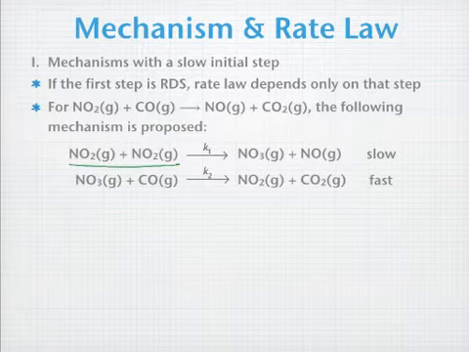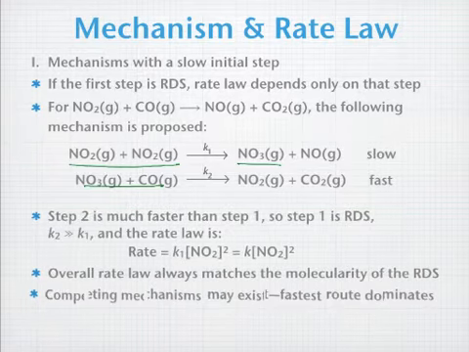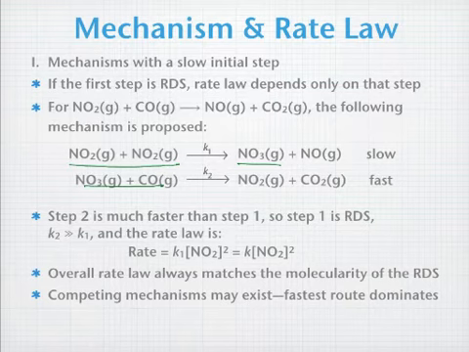And the NO is one of the products, but the NO3 now is going to be an intermediate, and then that NO3 would subsequently collide very quickly with the carbon monoxide. So the second step happens quickly. As soon as an NO3 is produced, it reacts with the CO to produce the products, and that would be a fast step. So since the second step is much faster, the first step is rate determining.